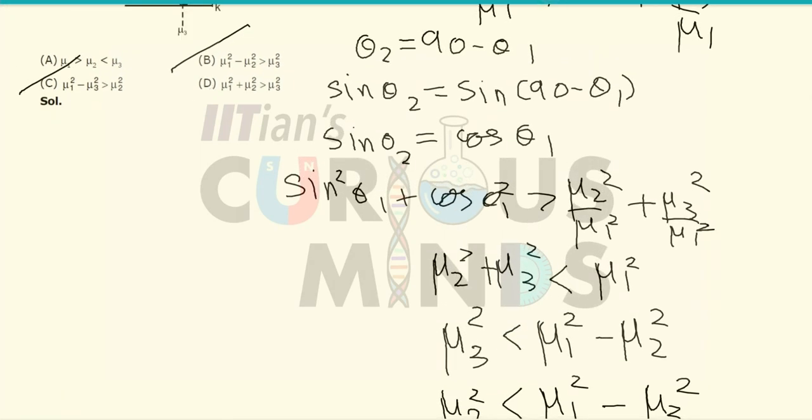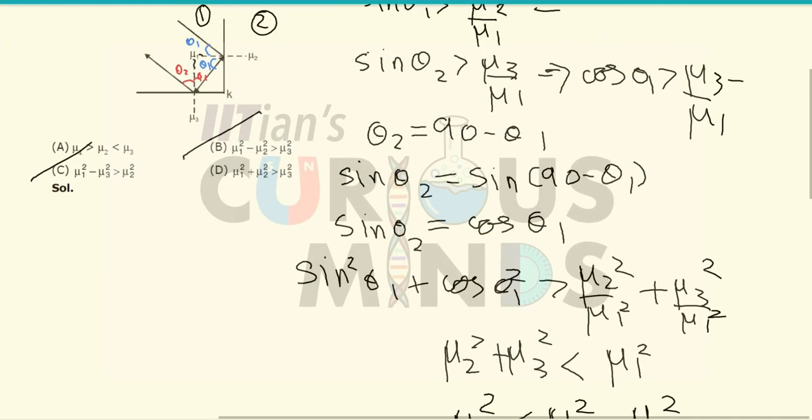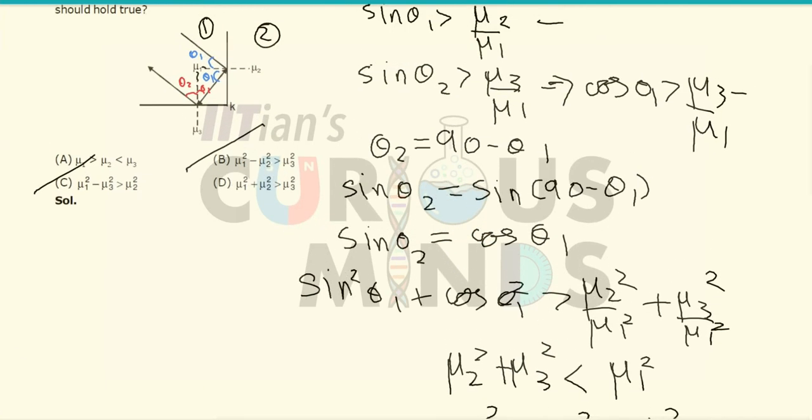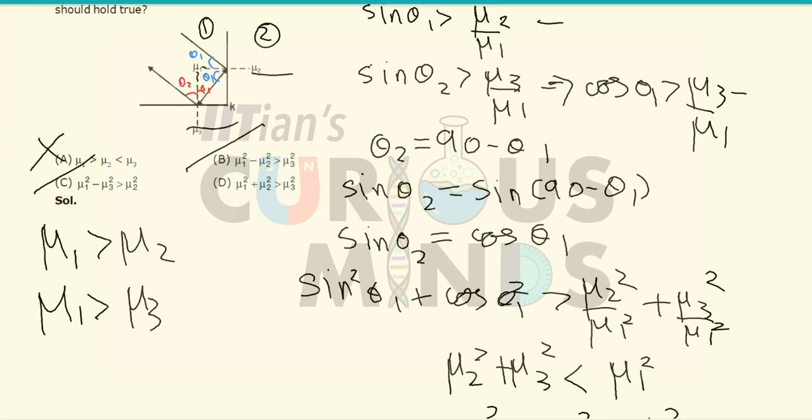Before we go to option number D, let us concentrate on option number A. For total internal reflection to take place, mu 1 should be greater than mu 2 and mu 1 should be greater than mu 3, only then will total internal reflection take place, that is only when the light passes from the denser to the rarer medium. But there is no connection between mu 2 and mu 3. It is not necessary that mu 3 is greater than mu 2 or mu 2 is greater than mu 3. So option number A will be incorrect.